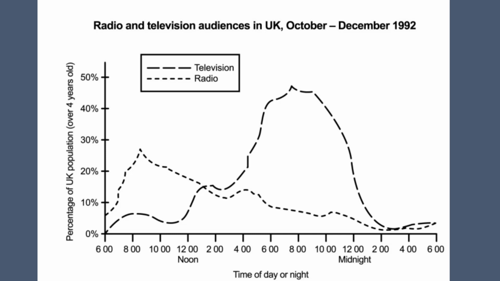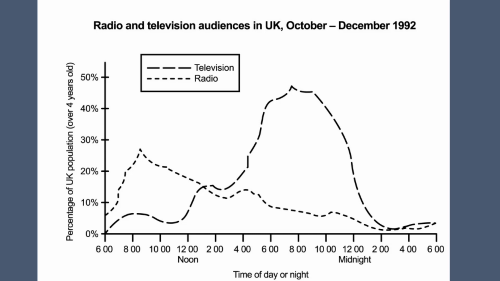If we compare the two charts, we can see that the television audience reached a peak and that the audience was much higher during the afternoon and the early evening. And this indicates that in the afternoon and in the evening, from about lunchtime onwards, more people tended to watch television than listen to the radio.